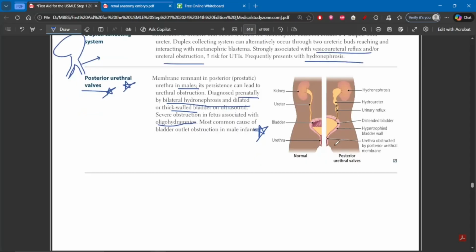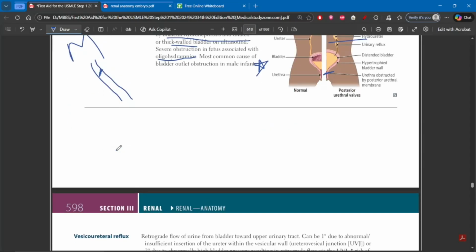This is what they have shown us: because there is an obstruction at the level of the urethra, this is basically the urethra, right? So there is just a thin flap of membrane that is remaining, which basically blocks the urine pathway. So as you can see, it is causing hydronephrosis and everything. So this is very important to remember. This is going to be exclusively in males.